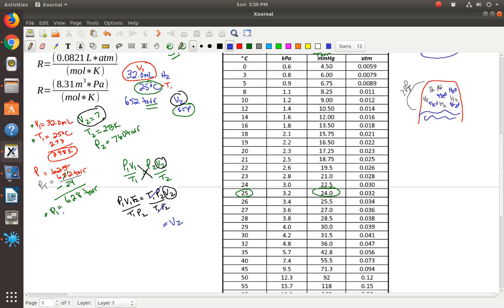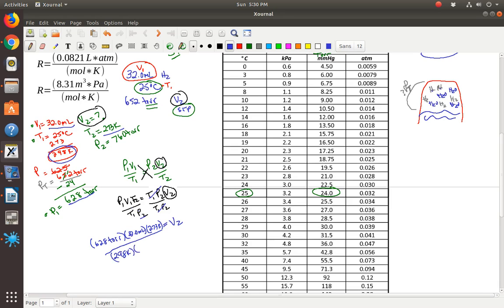So look for P1. There's P1: 628 torr. V1 is 32 milliliters. And T2 is 273 kelvins, divided by T1. T1 is 298 kelvins.